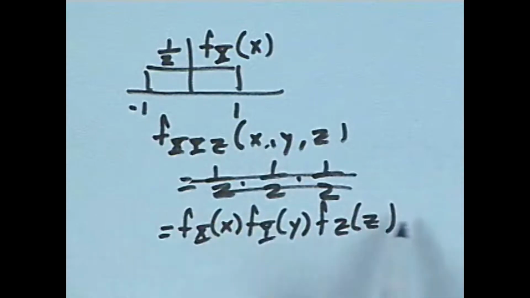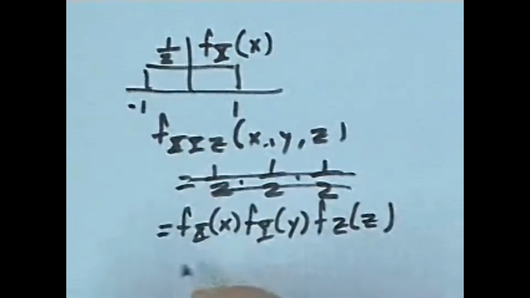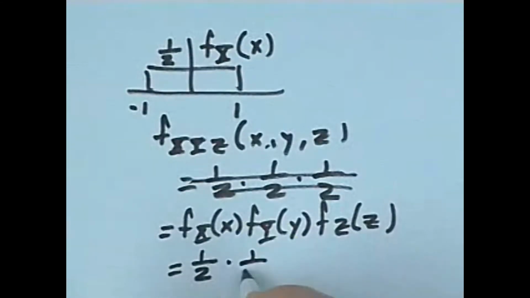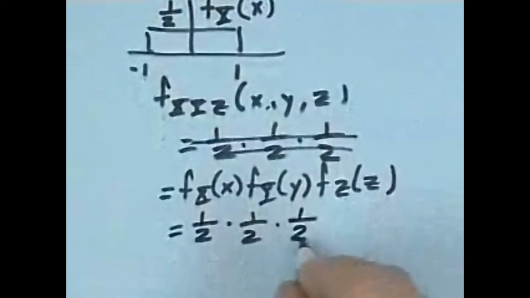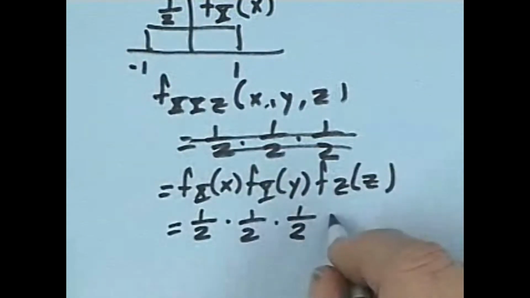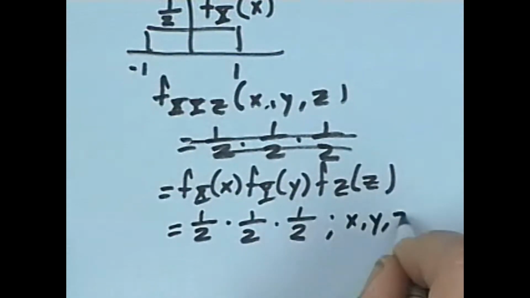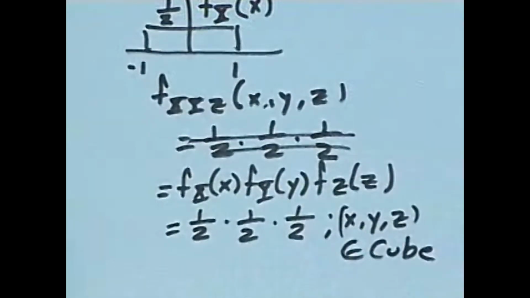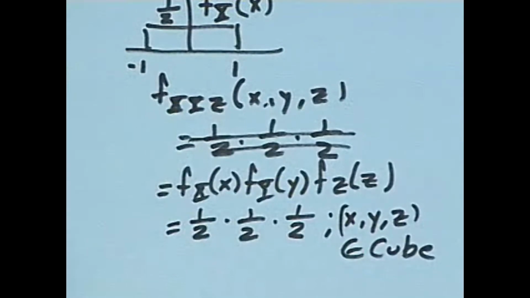Do you agree that this is true? Because they're independent? Well, what is this equal to? That's equal to 1/2. What is that equal to? That's equal to 1/2. What's that equal to? That's equal to 1/2. So the total value is equal to 1/8 as long as x, y, and z are within the cube. And they're 0 otherwise. So that's where the value of 1/8 comes from.